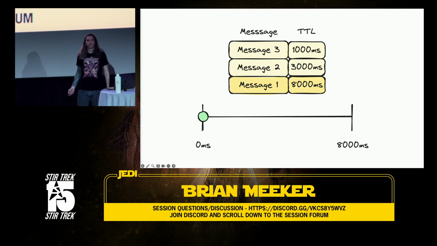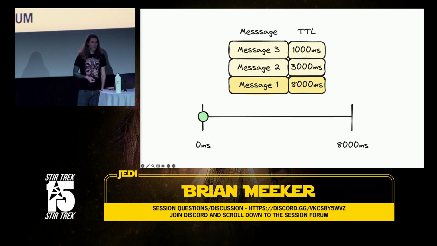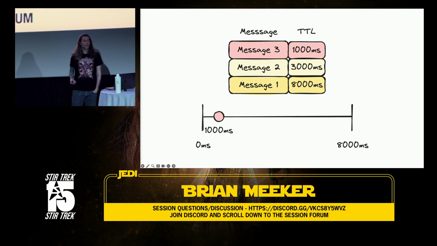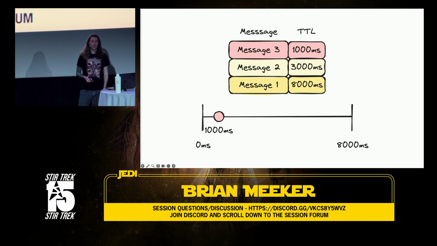That sounds great, but it has a fatal flaw. Rabbit won't expire messages until they reach the front of the queue. So let's look at this example. Here we have a retry queue that contains 3 messages. Our first message in the queue has a TTL of 8,000 milliseconds, the second one 3,000, and the last one 1,000. At 1,000 milliseconds, the last message in our queue is at its TTL, but Rabbit can't expire it. It's not at the front of the queue and the front message isn't expired yet.